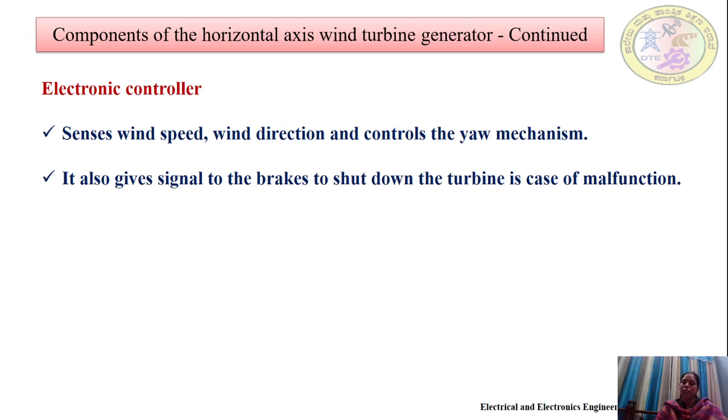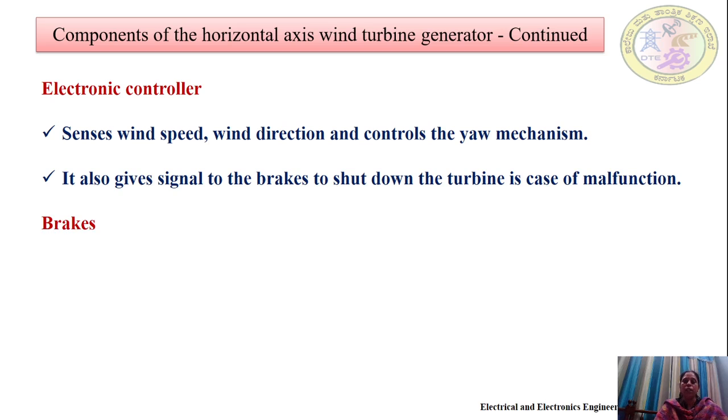Anemometer is for measuring the wind speed and direction. Measuring wind speed is very important for site selection. The device used for measuring wind speed is called an anemometer. These are usually located at the top of the nacelle.